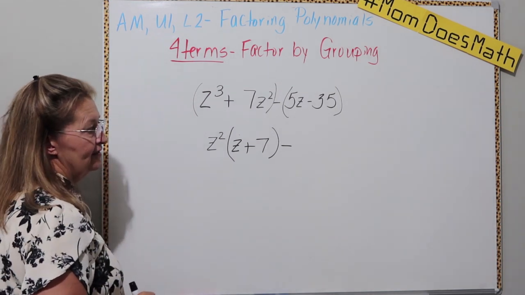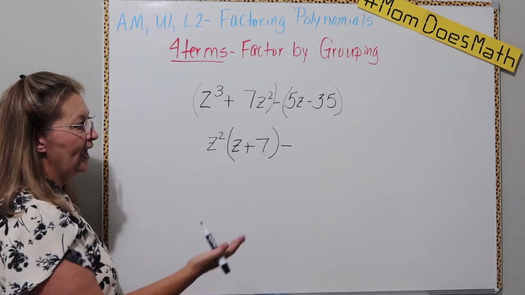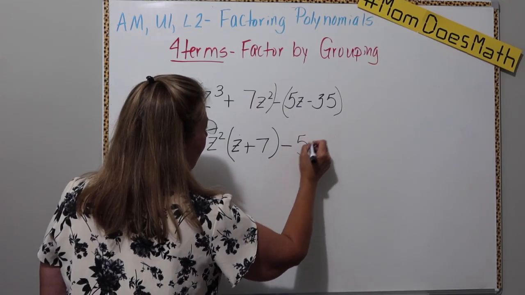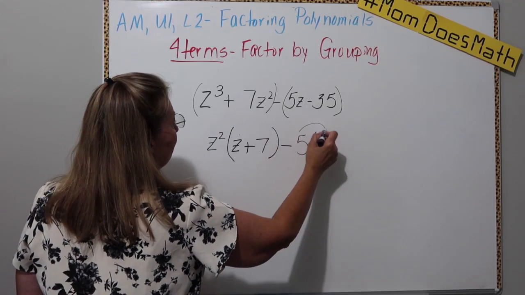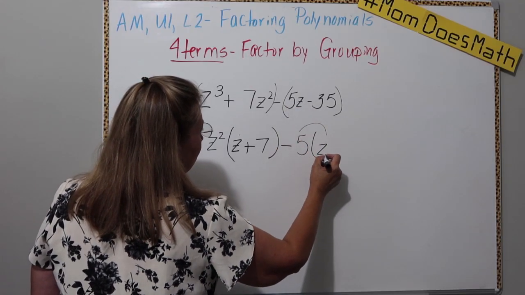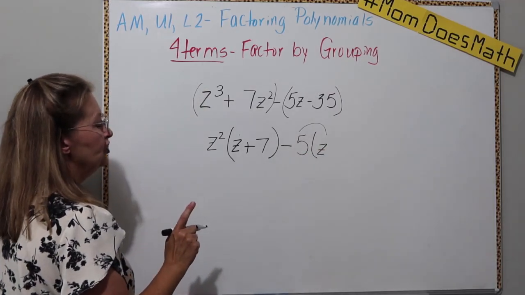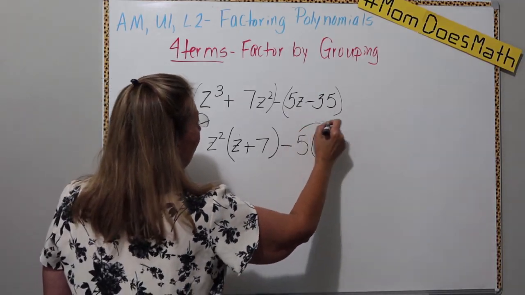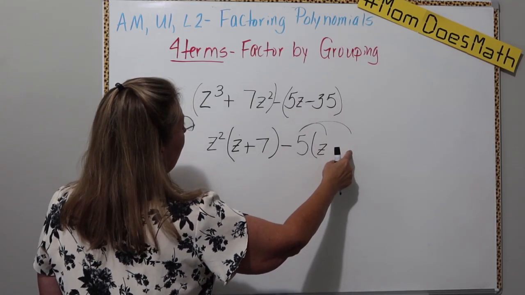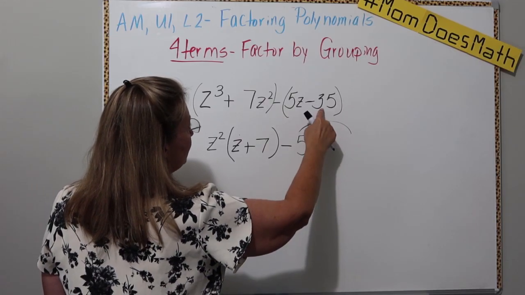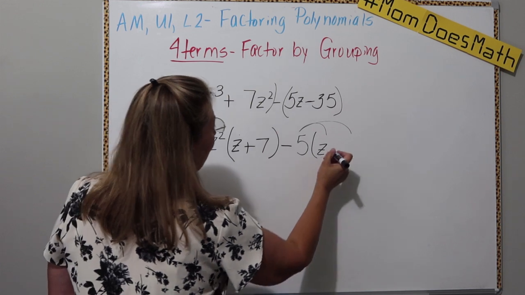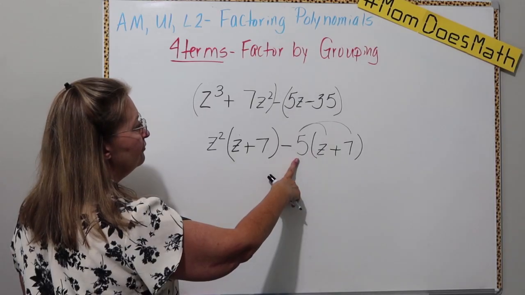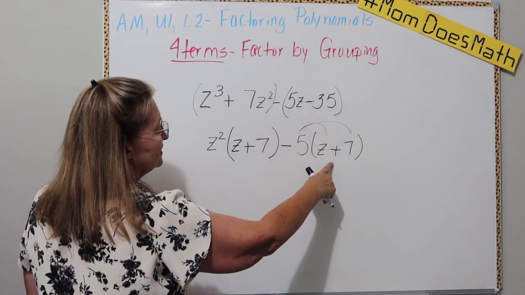Alright, now this is the interesting part here. This time we have a minus, so we have to keep that in mind when we're factoring out. What's the greatest common factor between 5z and 35? 5. So now, what would I multiply 5 by to get this back? Z. Alright, now you got to pay attention because this 35 has a minus in front of it. Now if I remultiply, what would I multiply by to get negative 35? I would multiply it by positive 7. So anytime you're factoring out a negative number, it's going to change the sign here.